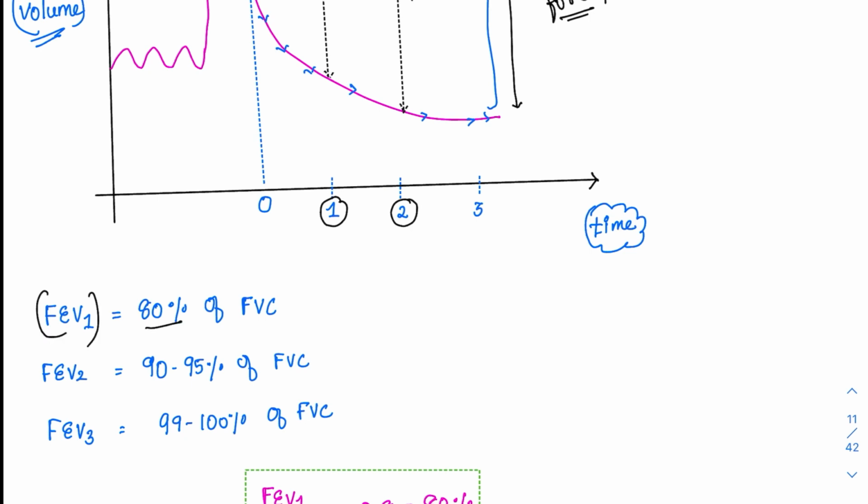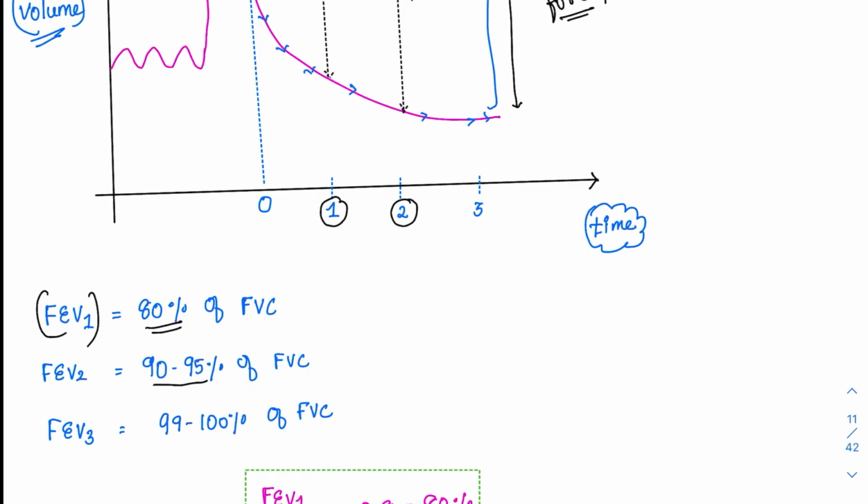So what are their normal values? The FEV1 normal value is 80% of FVC. What does it mean? Whenever I ask the subject to do a forceful expiration, in the first second itself, he will be throwing out 80% of his vital capacity. He is throwing out so much air in the first second itself because our airway is so open and it is able to throw out a lot of air.